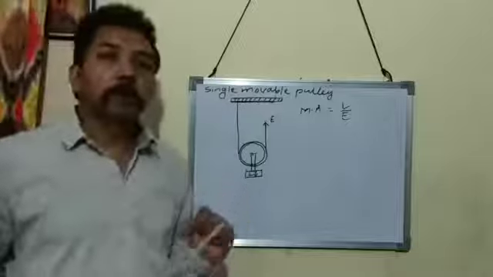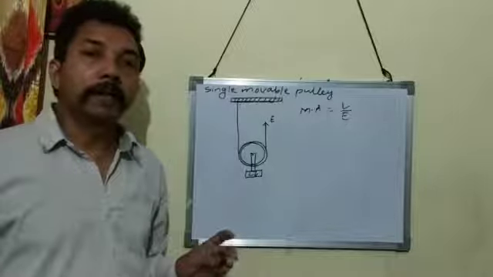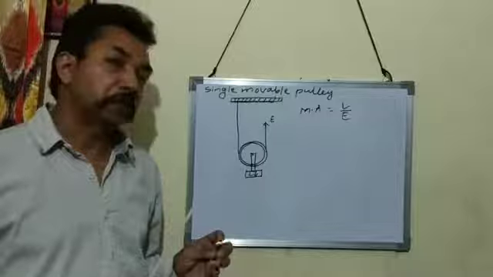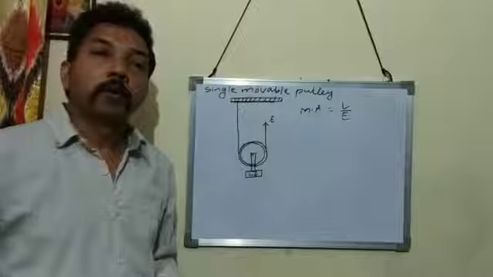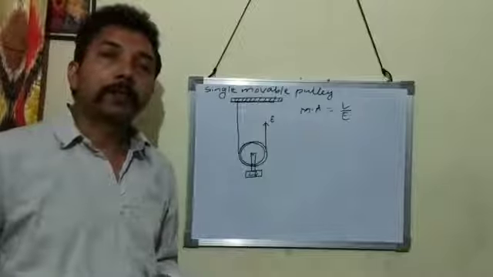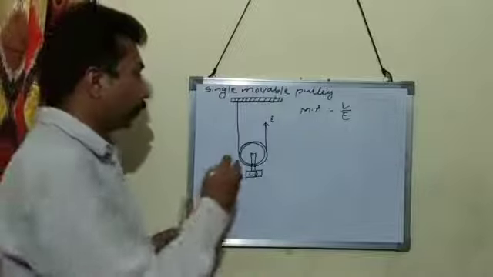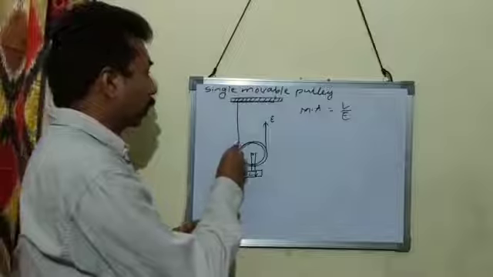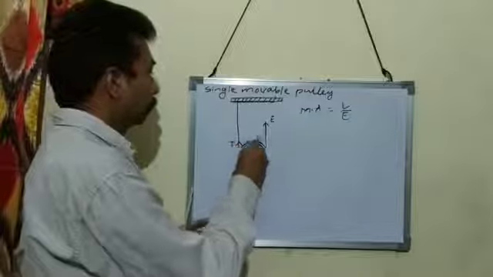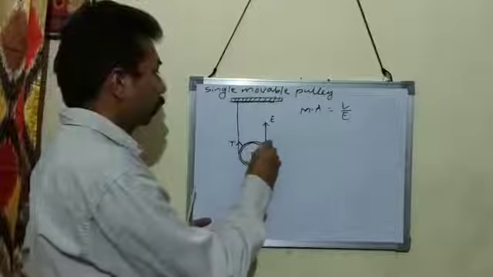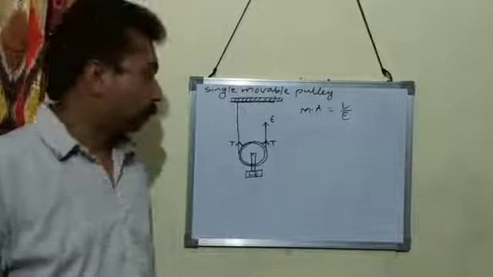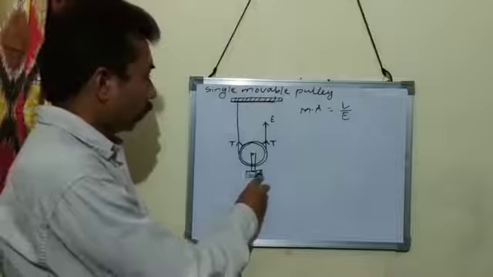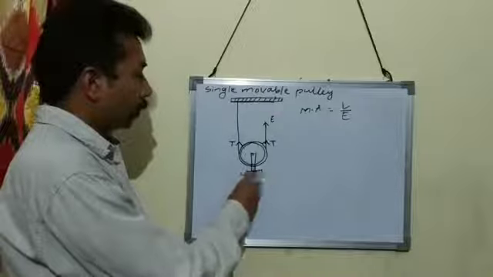Here also we have to find the mechanical advantage and velocity ratio. So first of all we have to see what is the force acting on the string. The force which is acting on the string is tension, which is opposite to the gravitational force. A load is attached here.